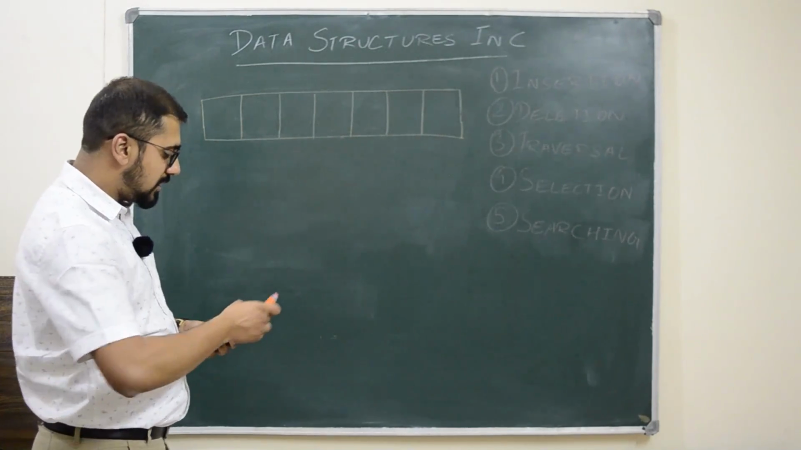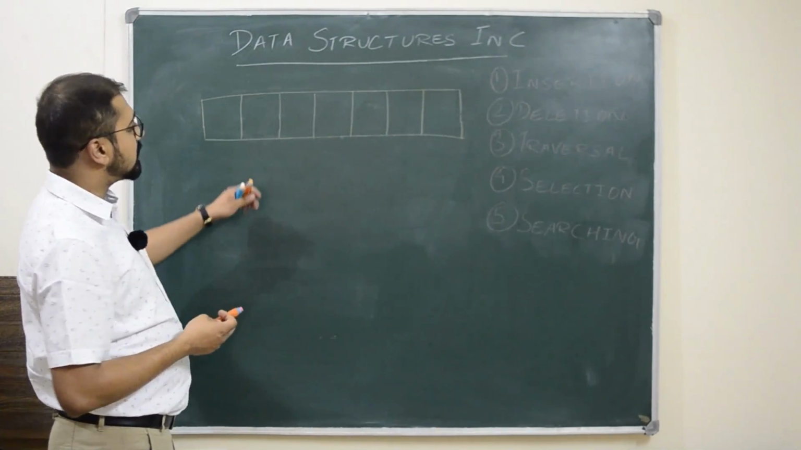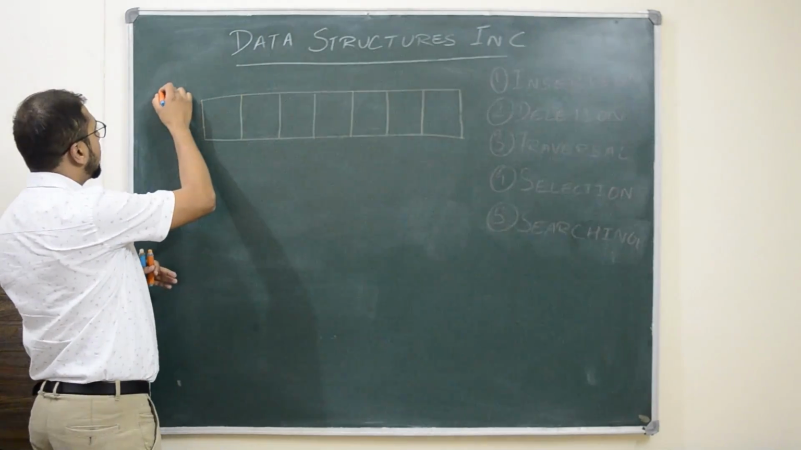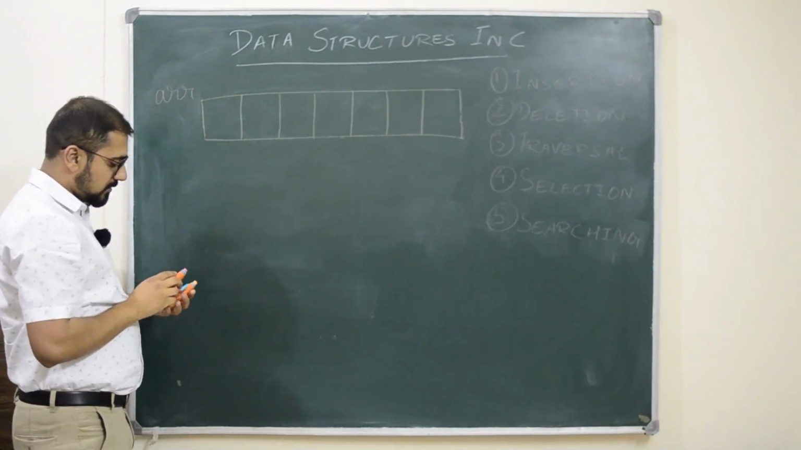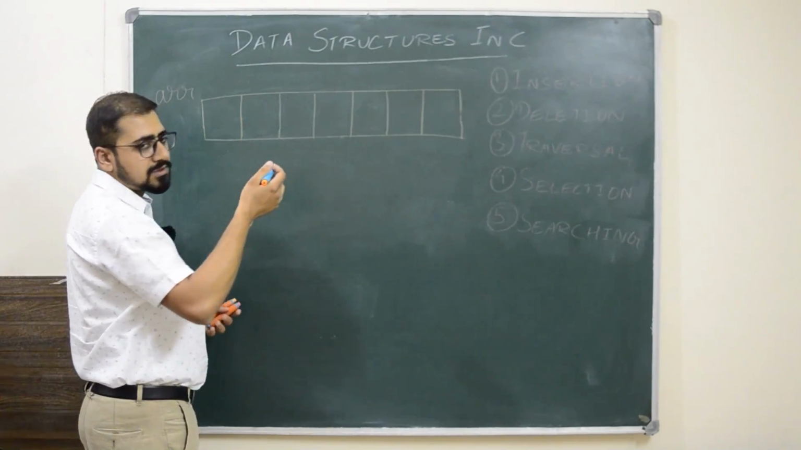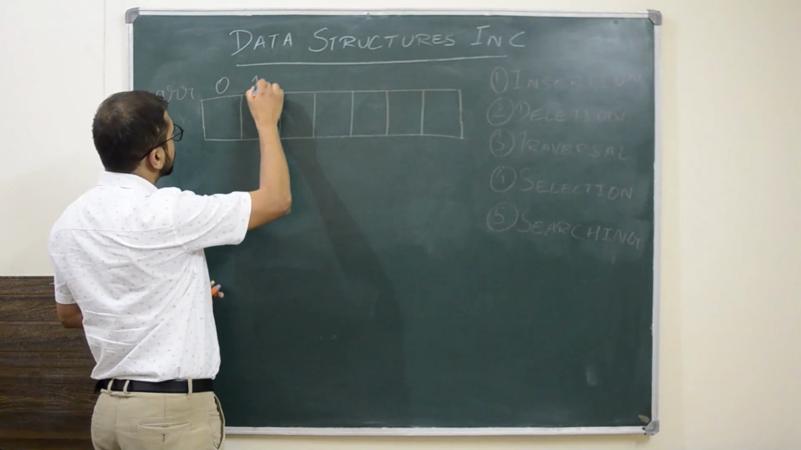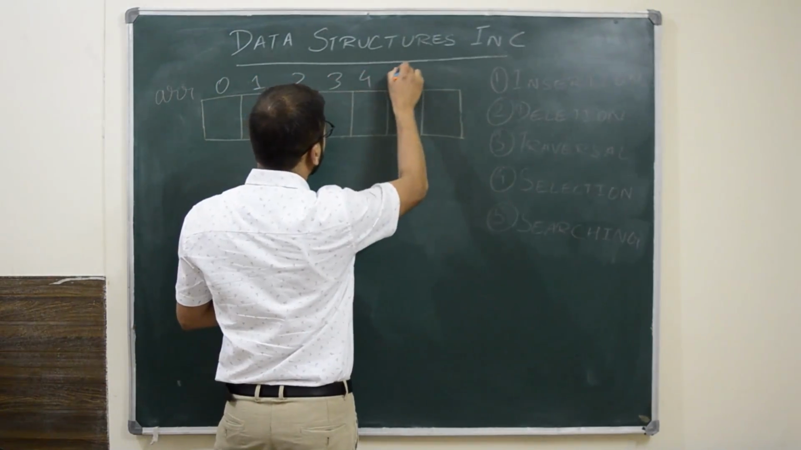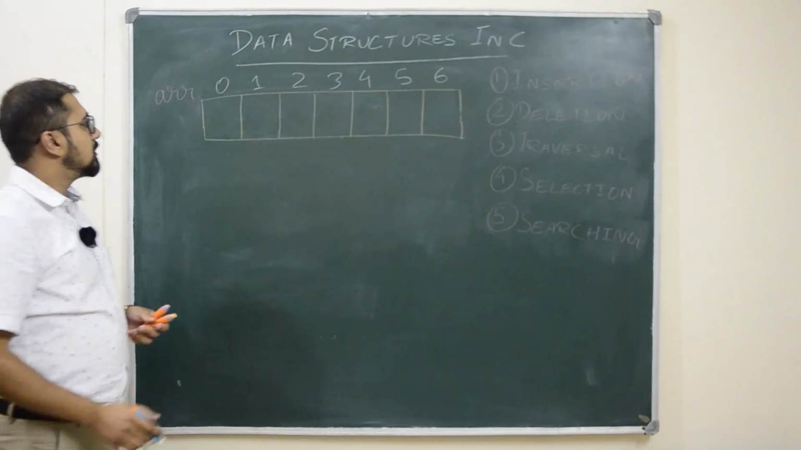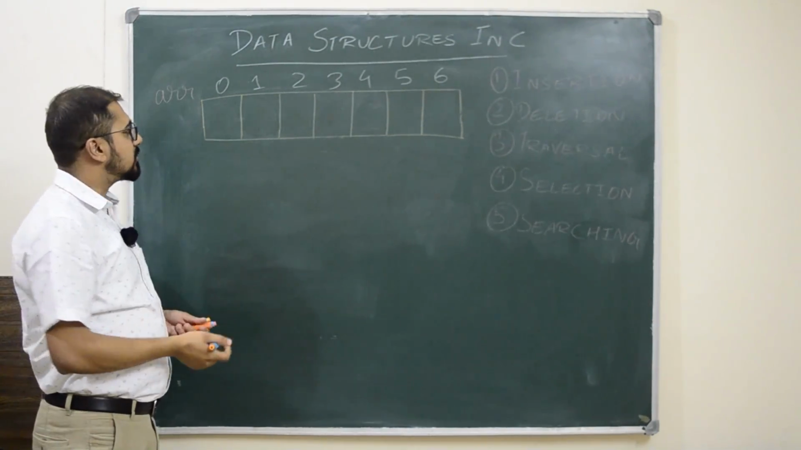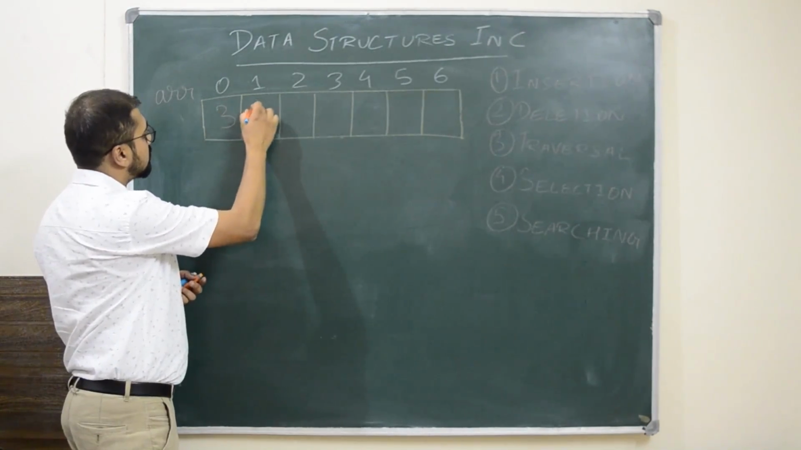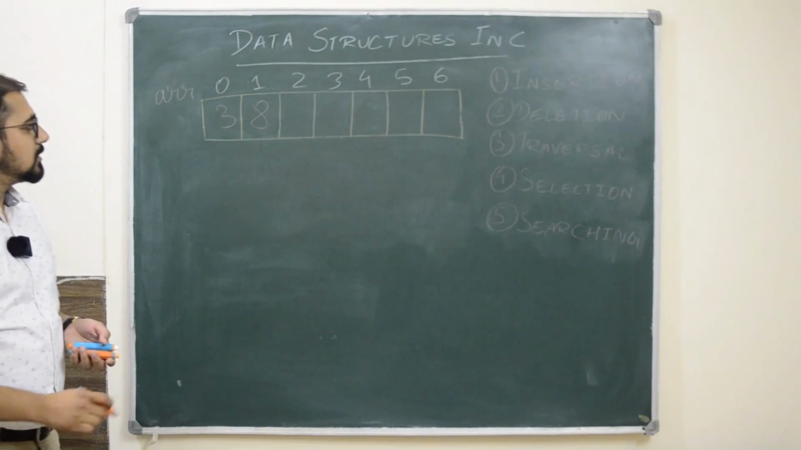So here I have taken an array and the size of the array is 7. Let it be an integer array whose name is ARR, and if it is an array of length 7, its indexes will start from 0 and go to 6. So 0, 1, 2, 3, 4, 5 and 6. Now while declaring this, let's initialize the first two values as 3 and 8. So the values here are 3 and 8.